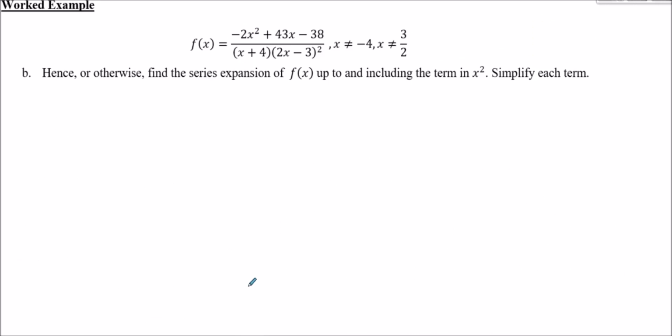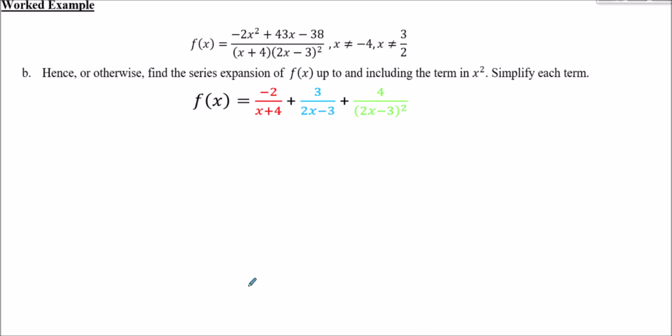Part B, it says, hence or otherwise find the series expansion of f of x up to and including the term in x squared, simplifying each term. So let's just remind ourselves what we had from part A. So from part A, we worked out that f of x was as follows.